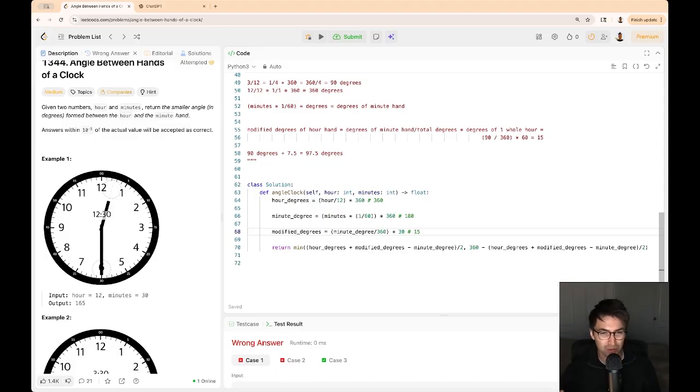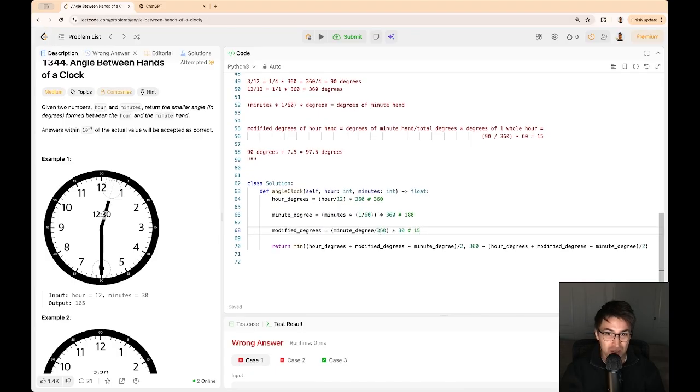Wait a second. But why did I put 30? What was 30 from? Oh gosh, I'm getting myself all over the place. The minute degree is 30 divided by 360 is 1/2. 1/2 times the amount of degrees in 1 hour. So that's fine. 30 equals the amount of degrees in 1 hour. I'm just going to erase that.